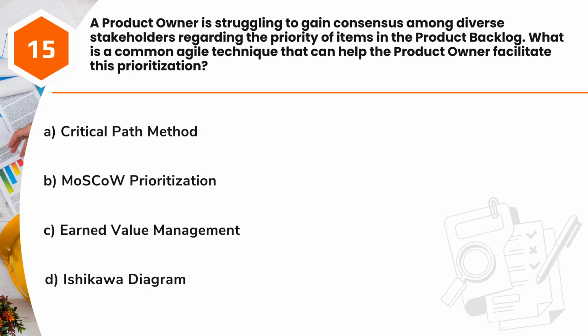Question 15. A product owner is struggling to gain consensus among diverse stakeholders regarding the priority of items in the product backlog. What is a common Agile technique that can help the product owner facilitate this prioritization? A. Critical path method. B. MoSCoW prioritization. C. Earned value management. D. Ishikawa diagram.